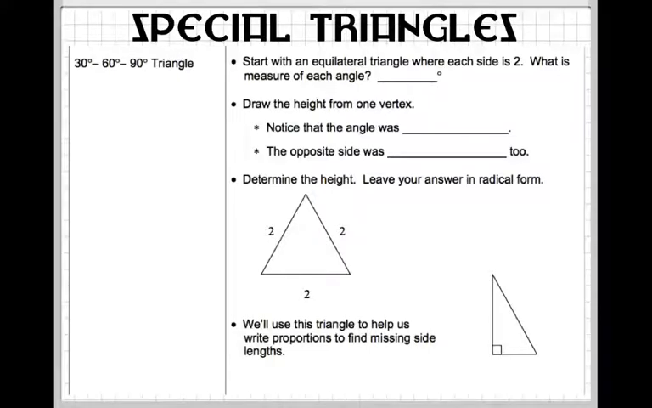Now let's take a look at the 30, 60, 90. For the 30, 60, 90, we're going to start with an equilateral triangle. Here's our equilateral triangle right here. Each side is 2. What is the measure of each angle?